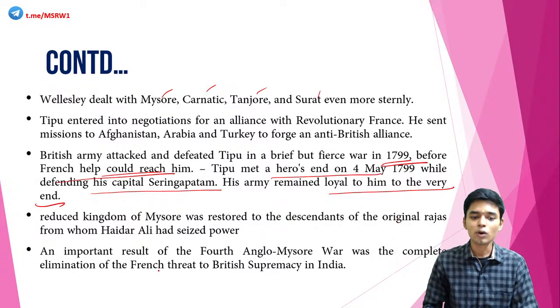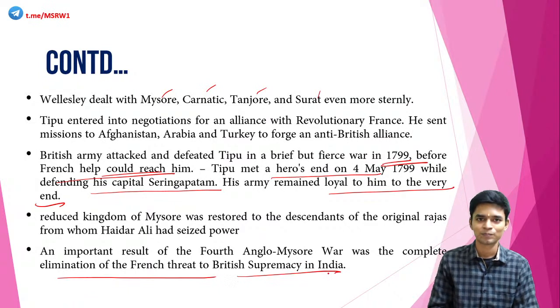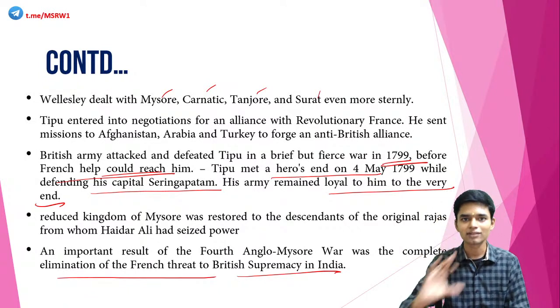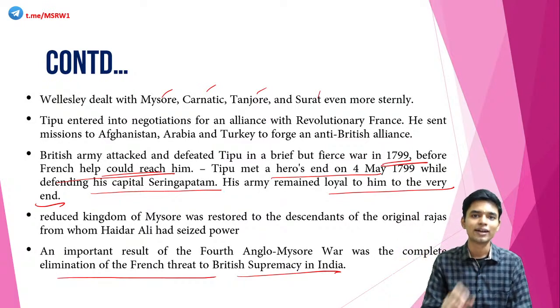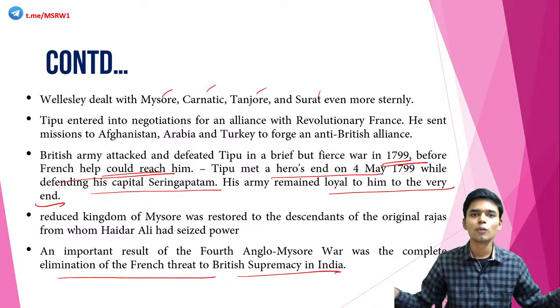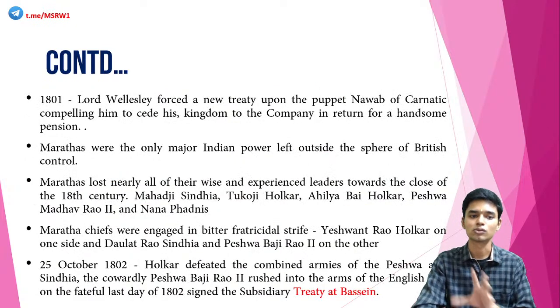Clear? An important result of the fourth Anglo-Mysore War was the complete elimination of the French threat to British supremacy in India. Tipu Sultan was the one person who effectively backed the French. The French also liked him. And now Tipu Sultan is out. He is no more. And Mysore is also now under the hands of Britain, which means no more French threat anywhere in India. So this was the result of the fourth Anglo-Mysore War.